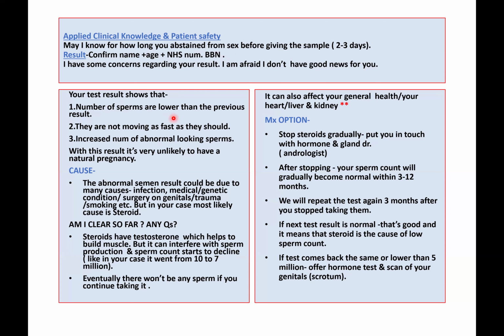Previously, it was 10.5. Now, I'm sorry to say, it has decreased more, to 7.5. They're not moving as fast as they should. Motility was less, and there is an increased number of abnormal looking sperms. All three things you have to explain to him. And I'm sorry to tell you that with this result, it's very unlikely to have a natural pregnancy.